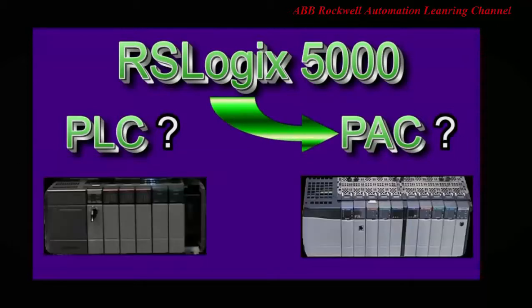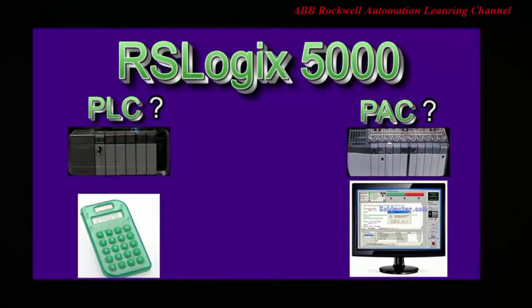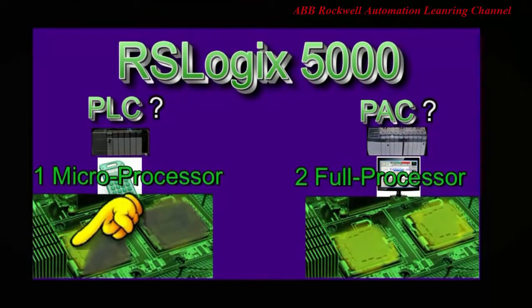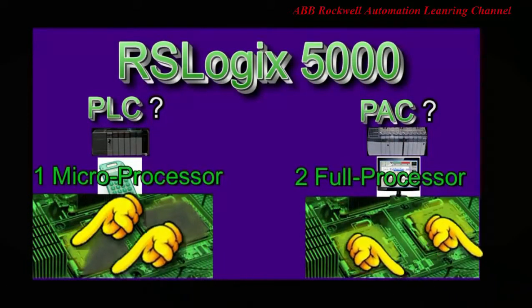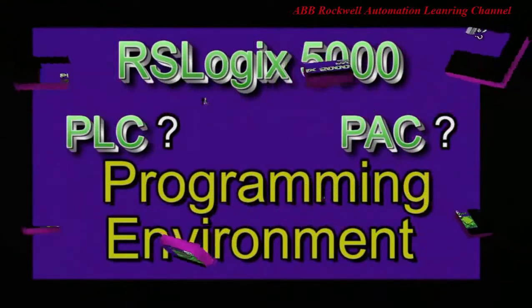RSLogix 5000 is the software required to work with Rockwell's brand of PACs. A PLC compared to a PAC is like a calculator compared to a computer. Literally, as both a calculator and a PLC have a single scan cycle and can run just on a microprocessor, whereas a computer and a PAC require multiple full processors so they can multitask.